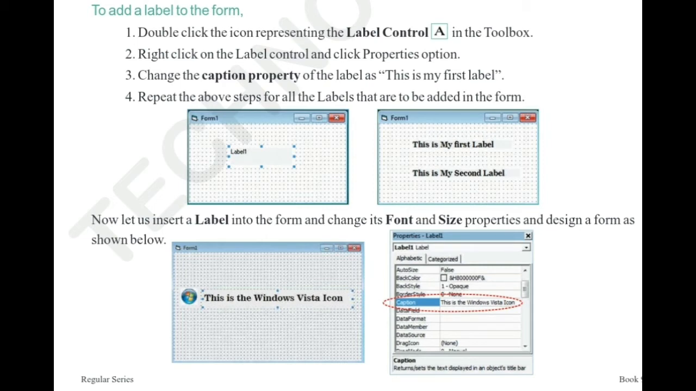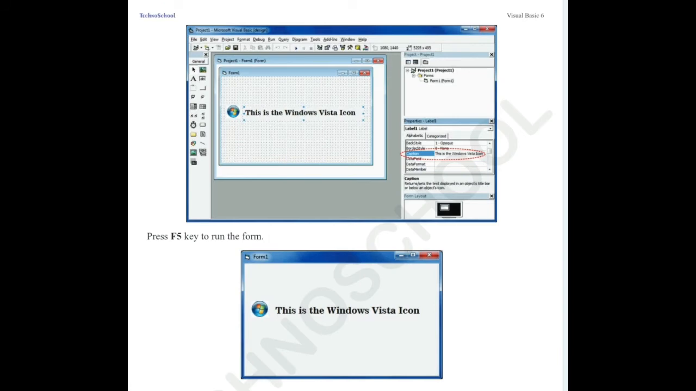In the third picture, this is the Windows Vista icon. I have created one more label, and I have changed the text. In the fourth picture, the properties window, I am entering my text in the caption property. These are the steps you have to follow to place a label control in your VB form. See the next picture.